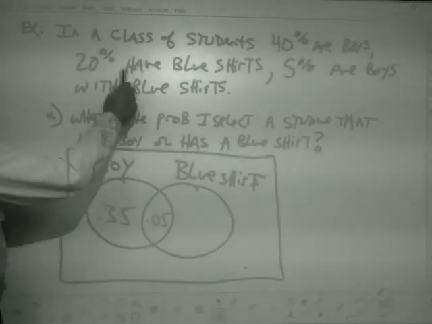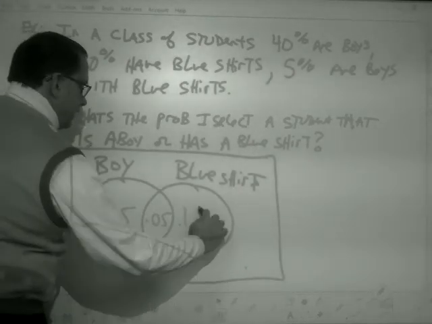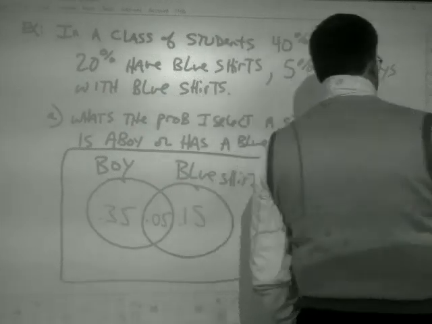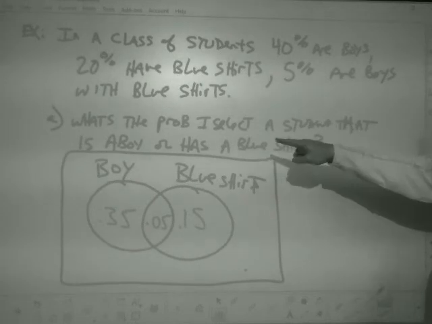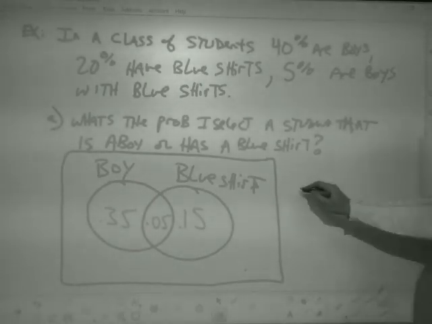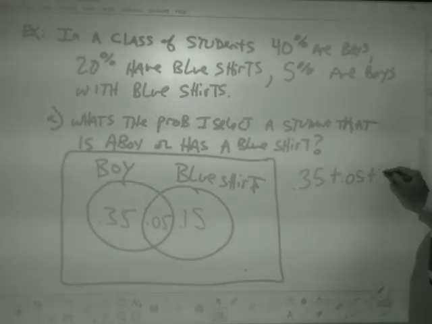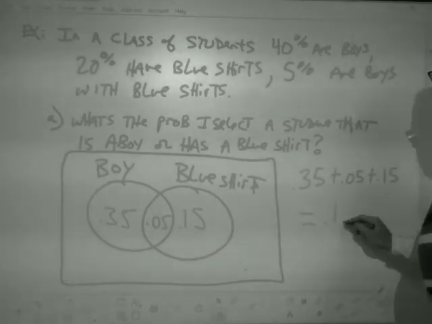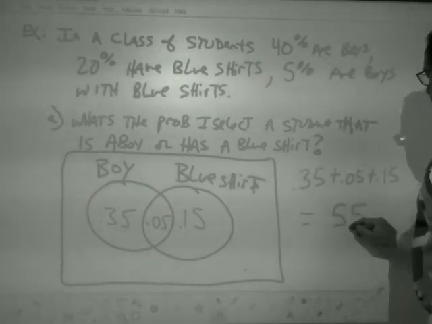Blue shirt. 20% have blue shirts. I already have 5% here, so 15% are kids that have a blue shirt but aren't a boy. So now, what's the probability that a student is a boy or has a blue shirt? Well, that's just the sum of all of those pieces. 0.35 plus 0.05 plus 0.15. So 35 plus 5 more is 40, plus 15 is 55%, or 0.55 probability.